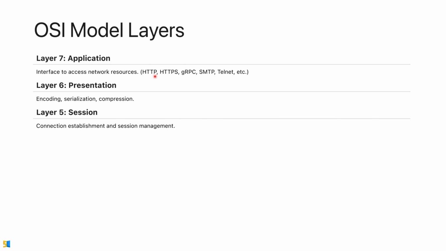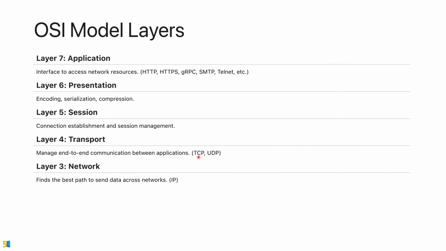In the 5th layer, session, it manages the connections and the sessions. In the 4th layer, transport, it manages end-to-end communications between applications. In this layer, we usually use the TCP or UDP protocol. In the 3rd layer, network, it finds the best path to send data across the network using the IP protocol.